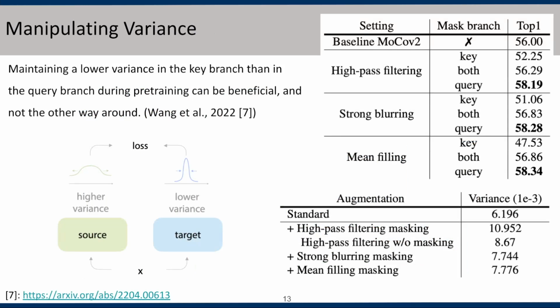In our approach, we selectively mask only the query branch when forming positive pairs. To explore the impact of masking different branches on performance, we conduct three experiments: masking the key branch only, masking both branches, and masking the query branch only. Results indicate that masking the query branch alone yields the best performance, while masking the key branch alone performs worse than the baseline. These findings align with Huang et al.'s suggestion that maintaining lower variance in a key branch during pre-training can be beneficial rather than the reverse.